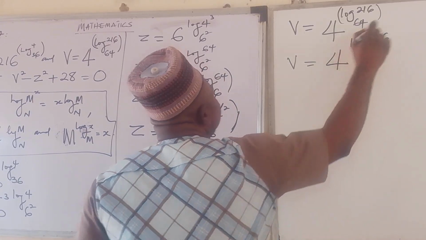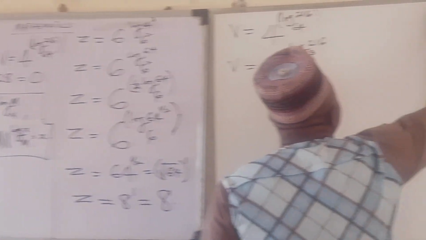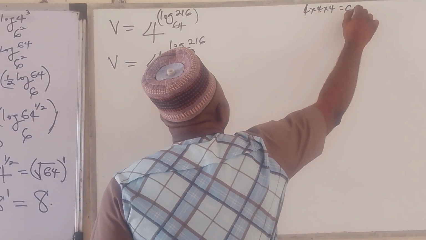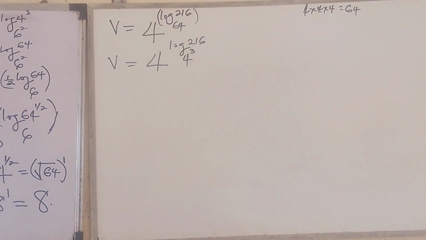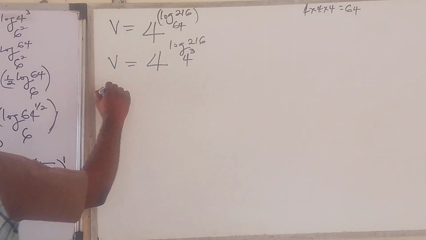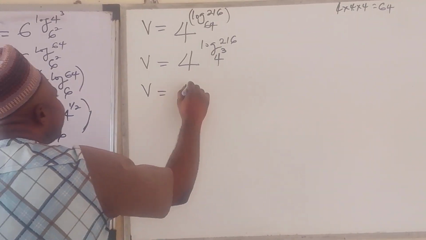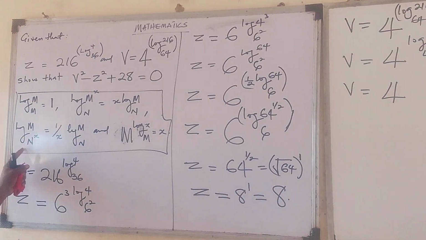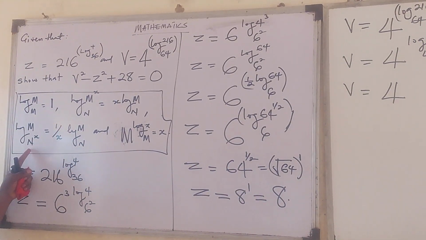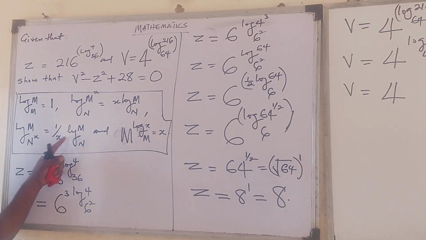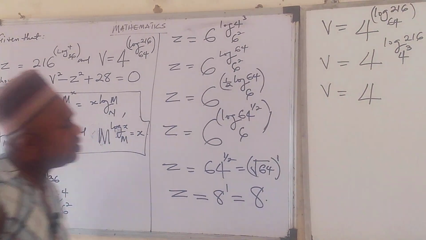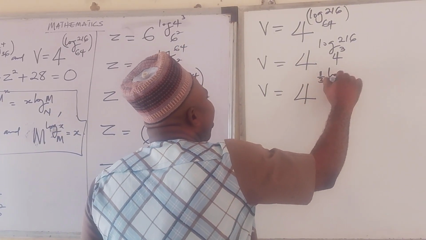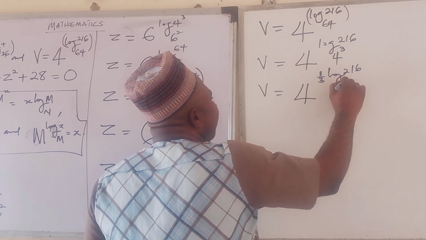4 power 3 is actually 4 times 4 times 4. And 4 times 4 is 16, 16 times 4 is 64. Now, it therefore means that the value of our v will be equal to 4 raised to the power of, now looking at this law, that log m base n raised to the power of x is 1 over x log m base n. So it is the same as saying 1 all over 3 log 216 base 4.